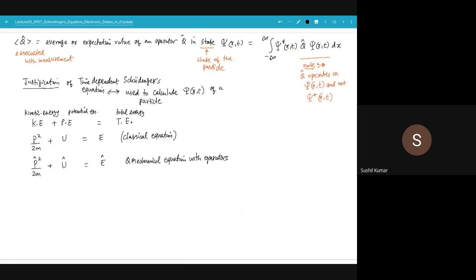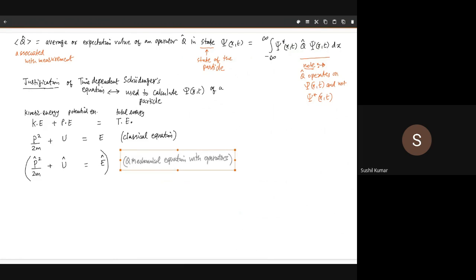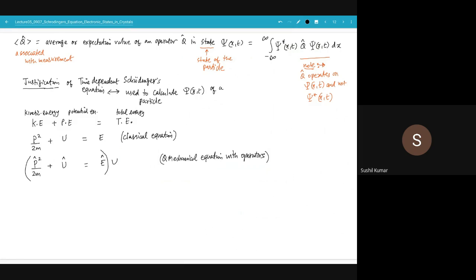And operators have to operate on some function, so you have to multiply them, or they must operate by themselves. They cannot be used for anything, so we operate this whole thing onto the wave function. That's how we define the wave function. You can say, why do you operate on the wave function? Why not some other function? Well, you can pick whatever function you want to operate on, but whichever function you operate on and describe the equation, that becomes the determining state function of your particle. So this is the state function of the particle.